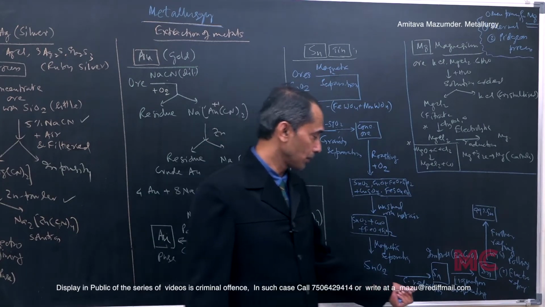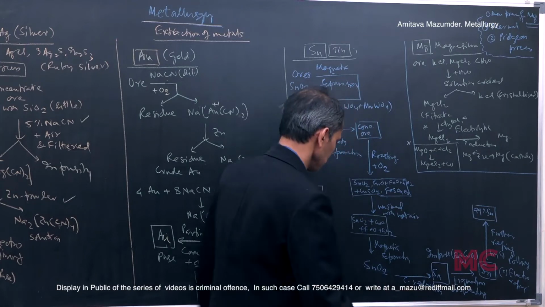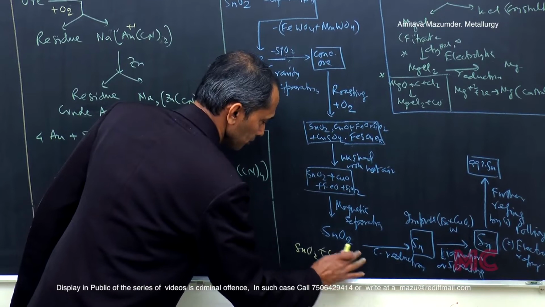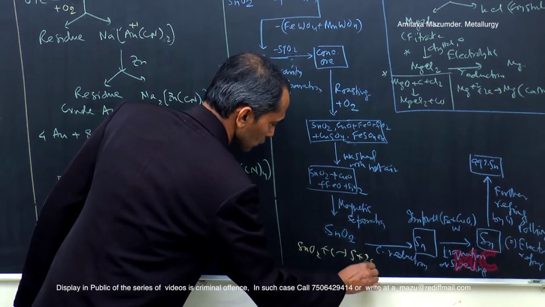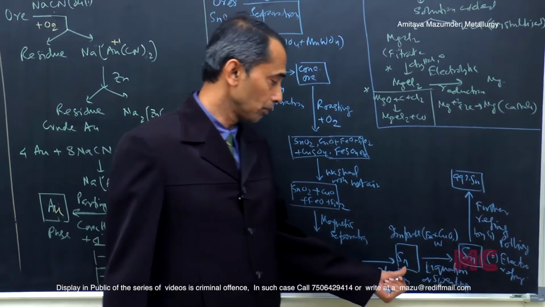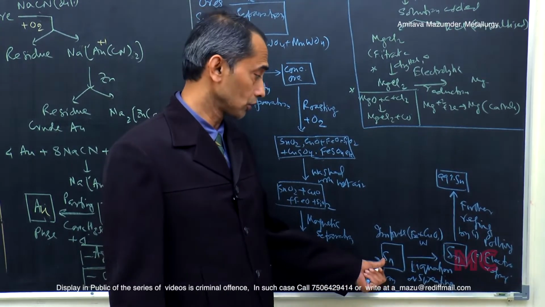Then after that we can apply carbon reduction, so that the reaction can take place. SnO2 plus 2C gives Sn plus 2CO, and tin will be obtained. And then of course tin has impurities.